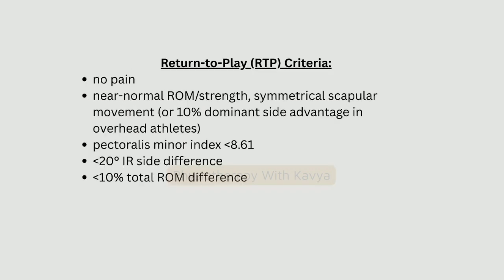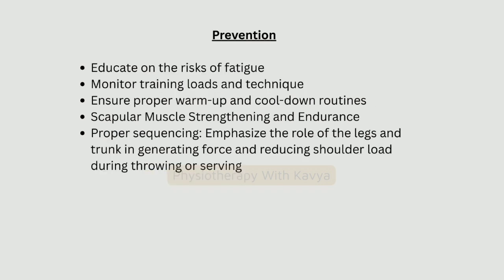When are athletes ready to go for play? So this is return to play criteria. First of all, no pain. Second, near normal range of motion and strength, symmetrical scapular movement or 10% dominant side advantage in overhead athletes. Pectoralis minor index less than 8.61, less than 20% internal rotation side difference, less than 10% total ROM difference. So the athlete has to achieve all of this as given in the criteria to be ready to participate in any competitive tournaments.